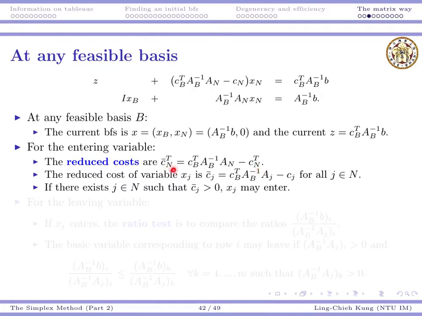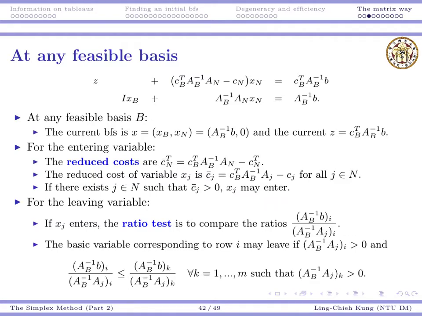We somehow call it c bar_N, and you calculate this vector to see whether there is any reduced cost that is positive. For this minimization problem, a positive reduced cost means you may enter that variable to get some improvement. So we first calculate this vector, and in that vector we search for any element that is positive, and then we know which variable should enter.